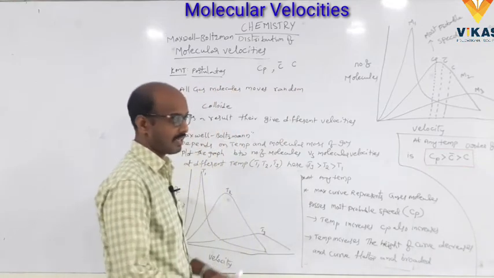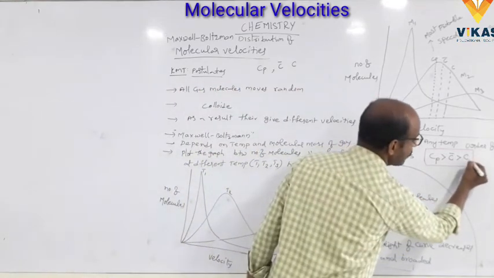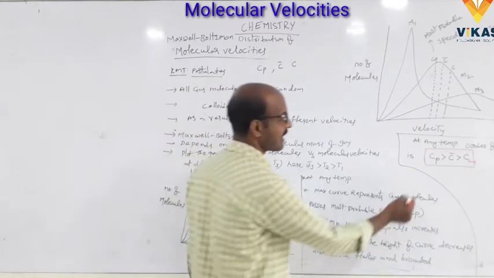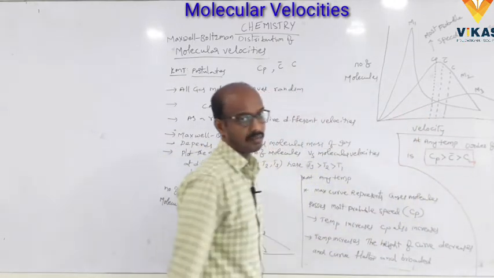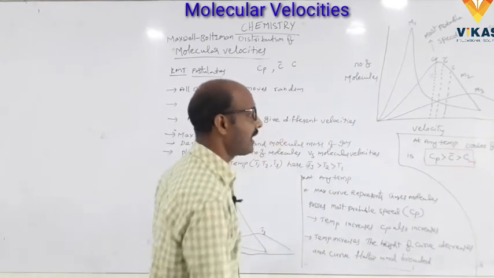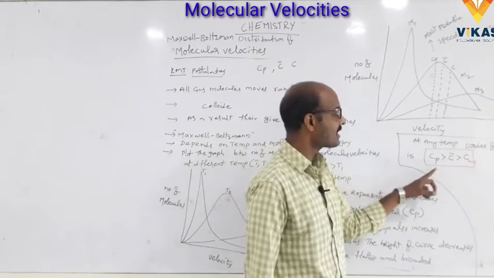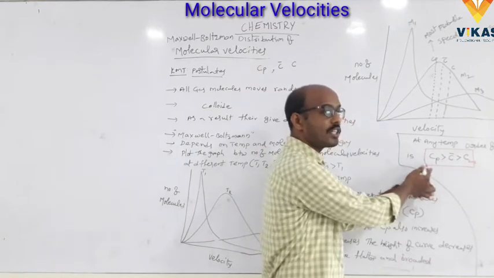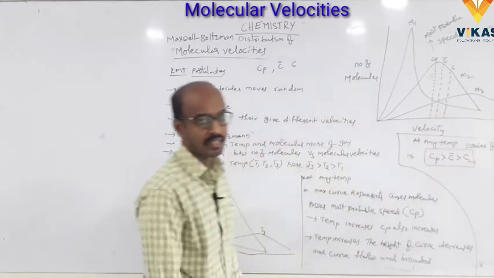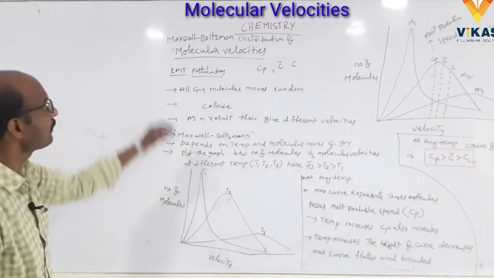RMS velocity. I am writing RMS, it will be a little clearer. Okay, most probable speed is greater than average velocity is greater than RMS velocity. Okay, at any temperature the order of velocity, the most probable speed is always highest compared with the average velocity and compared with the RMS velocity. Okay, clear? Once again I will repeat it.